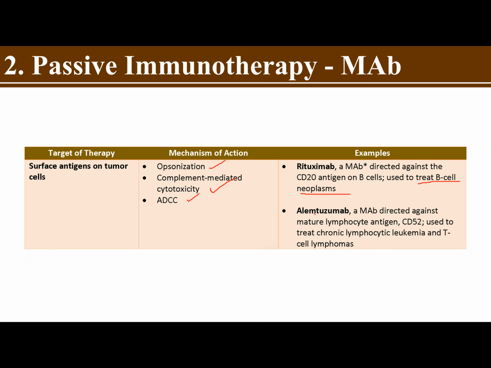Then we also have alemtuzumab. It has the same target of therapy. So this is a monoclonal antibody directed against mature lymphocyte antigen, CD52, used to treat chronic lymphocytic leukemia, or your CLL, and T cell lymphoma. Same target of therapy, surface antigens and tumor cell.